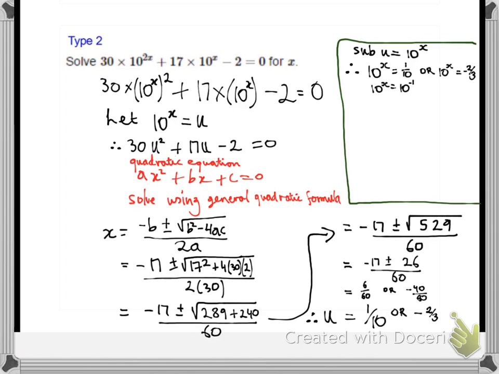First off, I can now relate this back to a type 1 exponential equation, where as long as I've got the same base, I can now match the powers. So 1/10 is really 10 to the power of negative 1 within exponential form. So therefore, x is equal to minus 1. I match the exponents. Now let's consider this one.